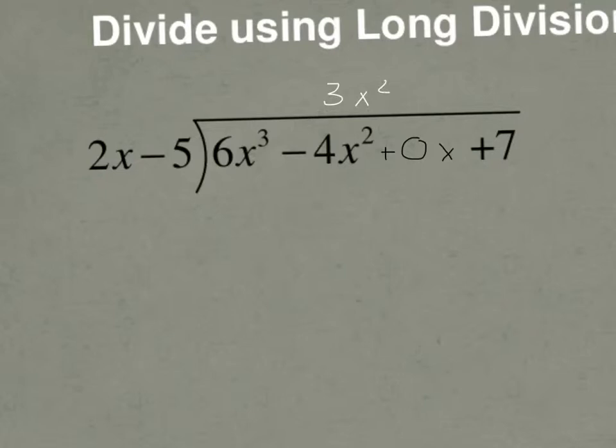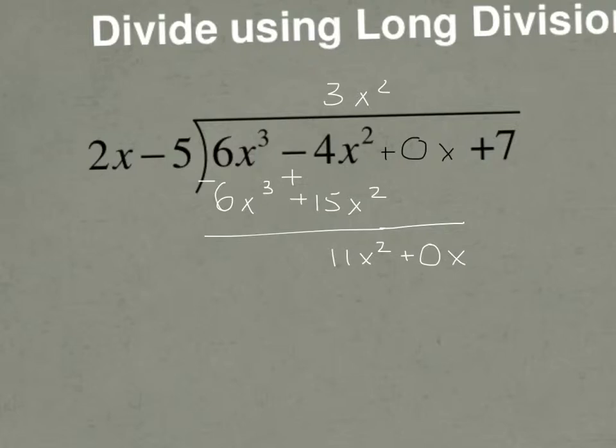3x squared times 2x is 6x cubed. And then 3x squared times negative 5 is negative 15x squared. Now we're going to take the difference here. When I subtract these, I get 0. When I subtract these, I get 11x squared. Bring down your next term.